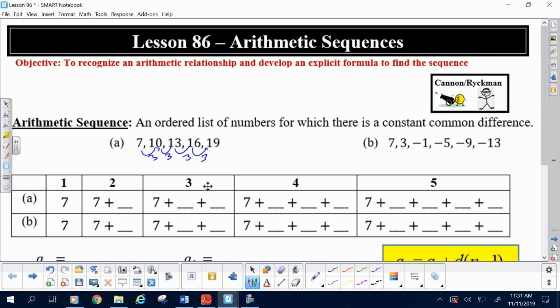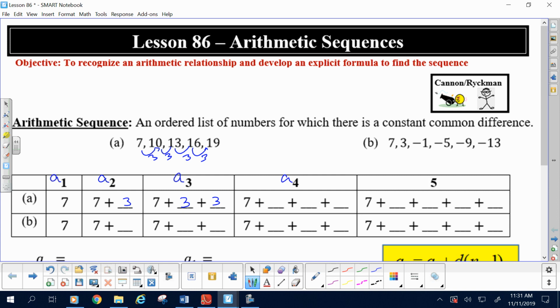So in this guy, rather than 1, I'm going to call this A1. A really represents a term in the sequence. For this first one, A1, or the first term, is 7. A2, or the second term, is 10, and it came from taking 7 plus 3. A3, or the third term, came from taking 7 and adding 3 twice. Adding 3 and adding 3 again.